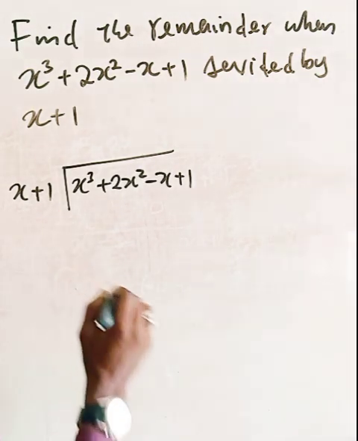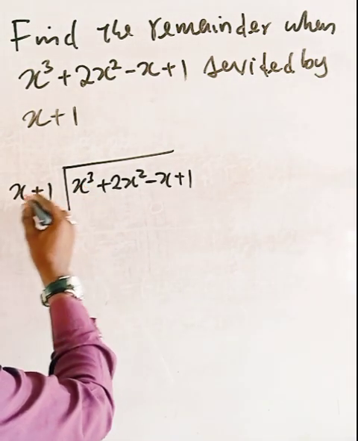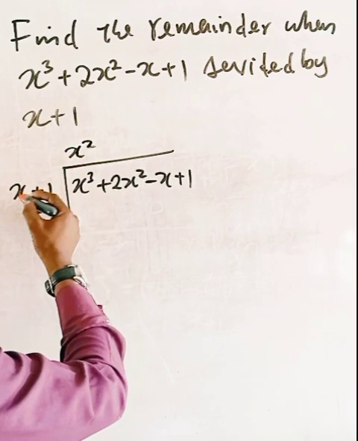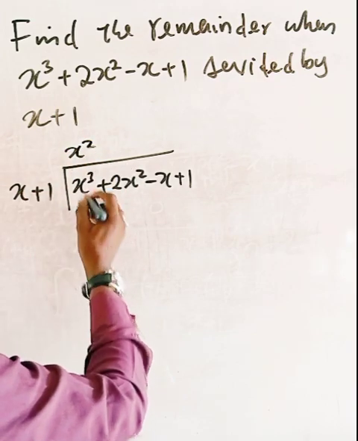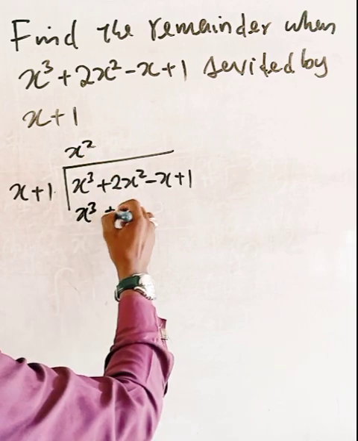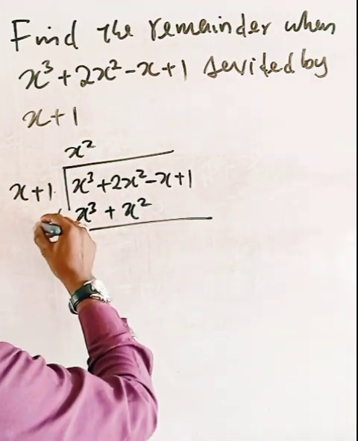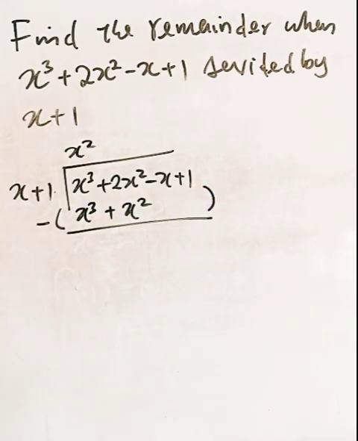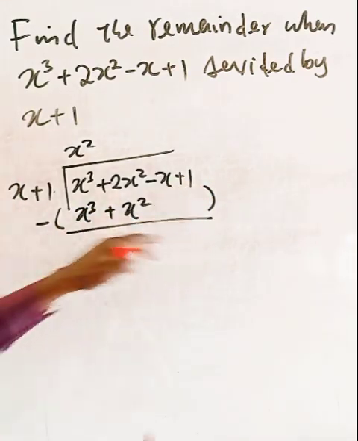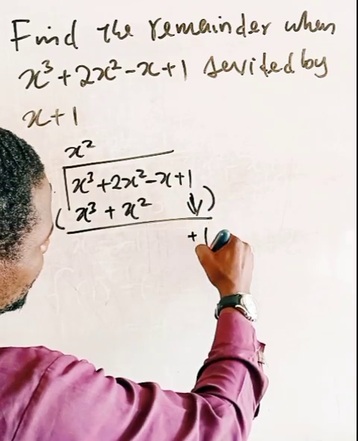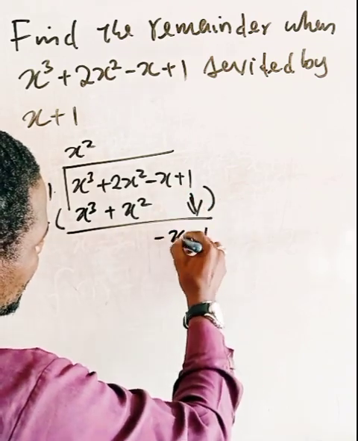Now, what you should do first is to say x cubed divided by x. The answer is x squared. You multiply this by this, which is x cubed. You multiply this by this, which is x squared. Then you now put line under, put bracket, subtract it. As you are subtracting, you take this down because nothing is under, you take it down. So we have plus 1, take this one down, minus x.